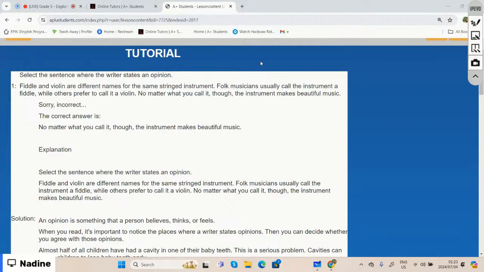Once again, it says fiddle and violin are different names for the same stringed instrument. Folk musicians usually call the instrument a fiddle, while others prefer to call it a violin. No matter what you call it, though, the instrument makes beautiful music. We need to select the opinion that the writer gives within that text. So, what is the opinion?